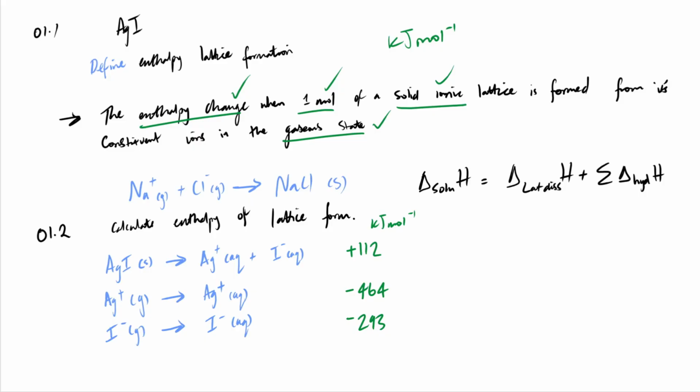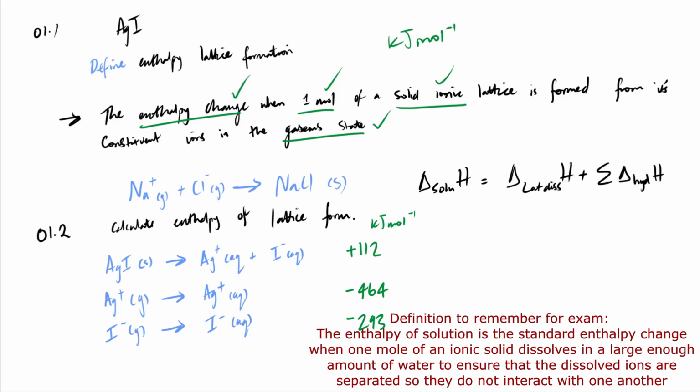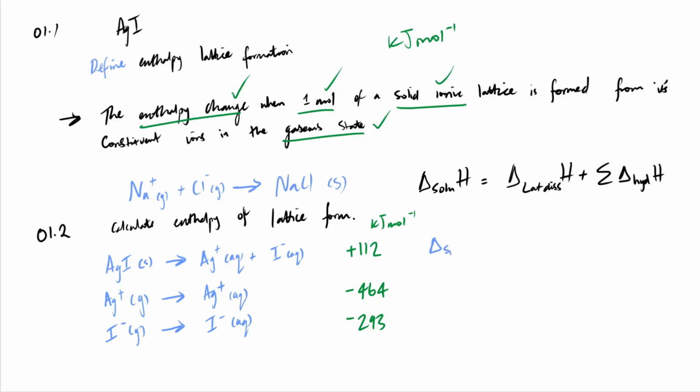So how does this help us then? So what we need to do primarily is we need to look at these three equations and think, okay, what enthalpy changes are these going to be? So first off, this is going to be our enthalpy of solution because we're turning a solid ionic lattice into its constituent ions in the aqueous form. Whoops, I missed that bracket there. So this is going to be our enthalpy of solution of our silver iodide, okay?